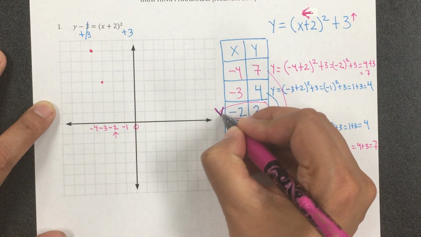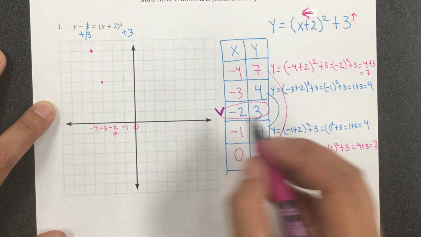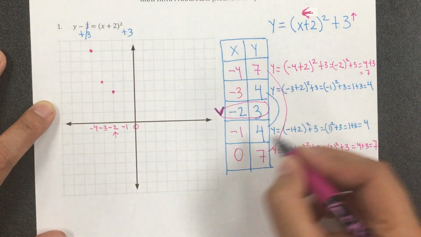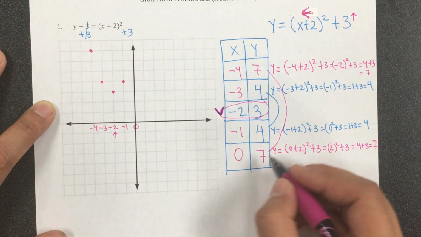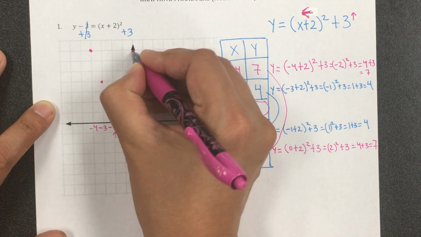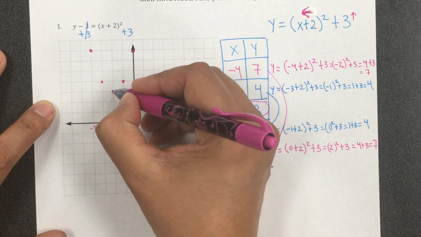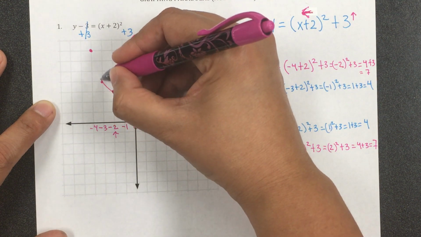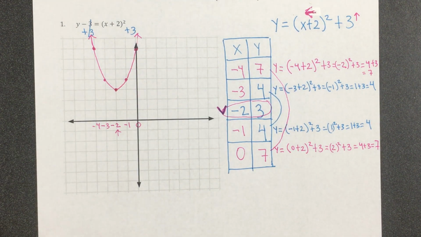This is my vertex. That should be the top of the mountain or the bottom of the valley. -2, 3. -1, 4. -1, 4. And 0, 7. 0, 1, 2, 3, 4, 5, 6, 7. So 0 to the left or right and 7 up. And the vertex is always the global minima or global maxima depending on where it is. And that's it.